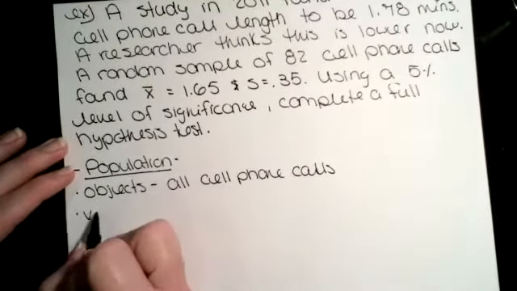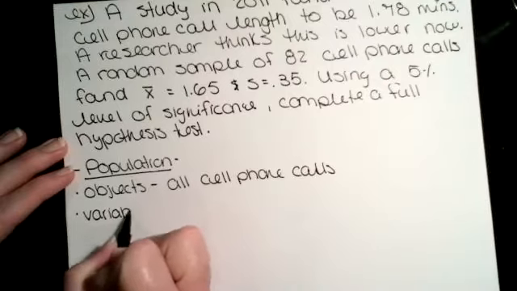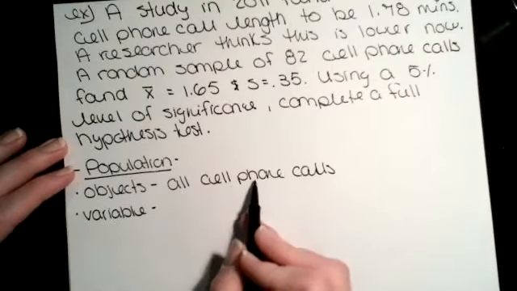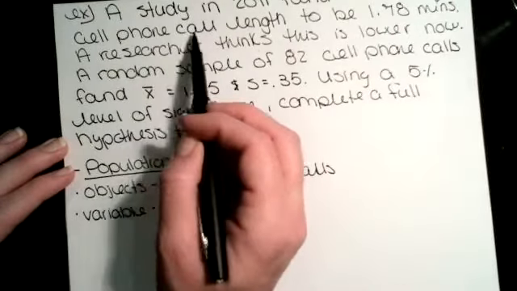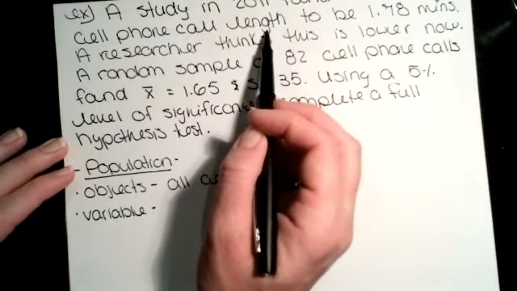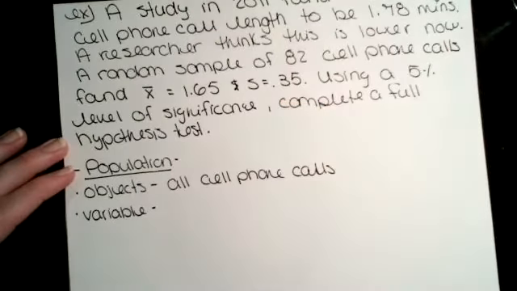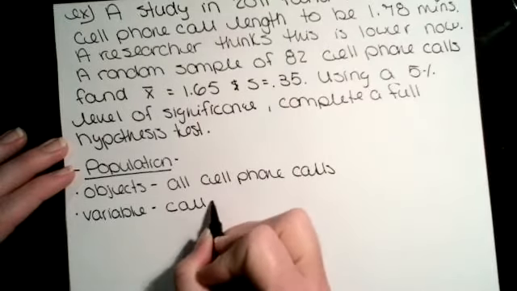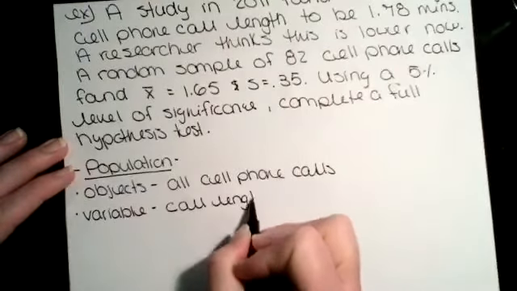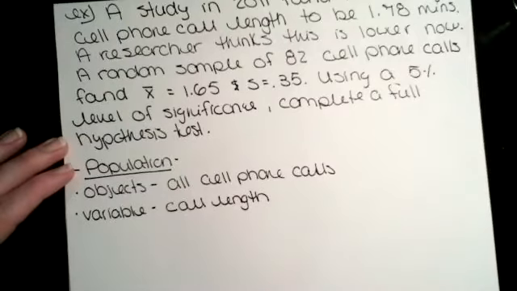The next part is the variable. The variable is what's changing from cell phone call to cell phone call, right? So what are we studying? We're looking at the cell phone call length, right? So it's the length of the call. So you can write this different ways. I'm just gonna write call length, and you can write it any way you want. You could just say length, you could say length of cell phone calls. So you could be more specific or less specific, and it's okay in the variable.